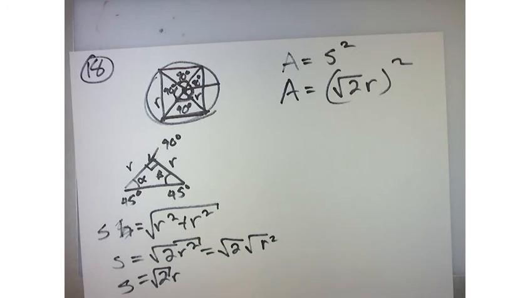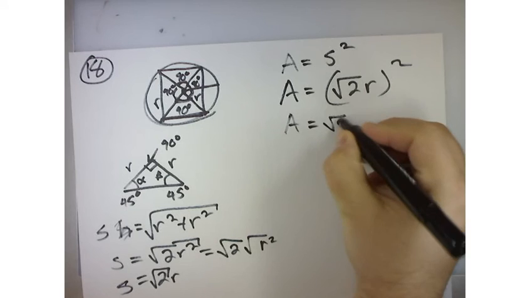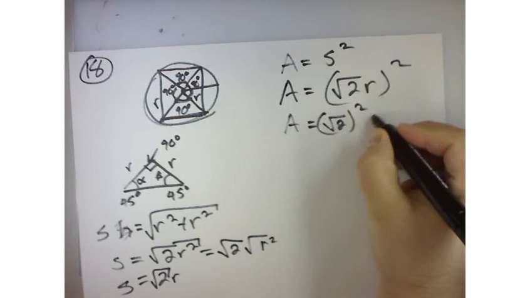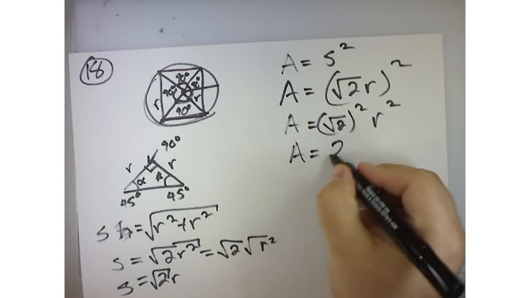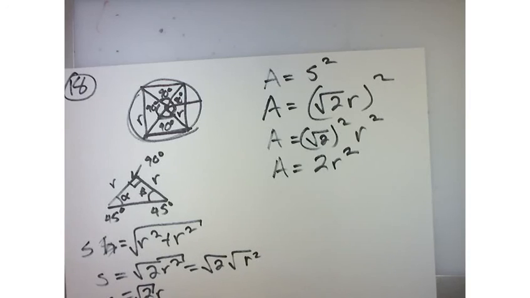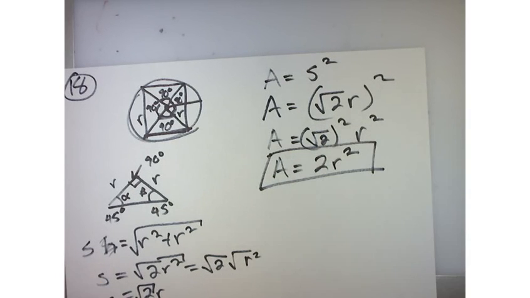So when I square the square root, in other words, I would say the square root of 2 squared times r squared, or A is equal to 2 times r squared. And that's our answer. Does anybody have any questions on that?